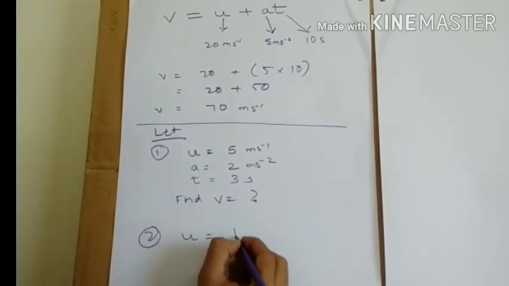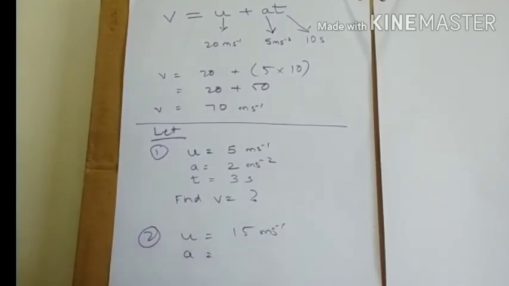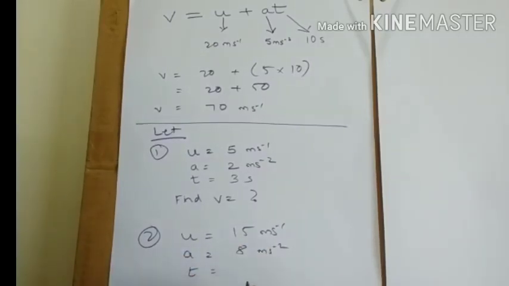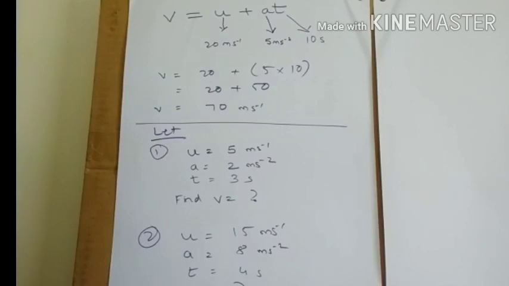And this is question number 2. U we will take as 15 meter per second, acceleration as 8 meter per second square, and time as 4 seconds. Again, you have to find the final velocity. These two questions are homework questions. You are going to solve them and write the answer in the comments. The other two equations we will be seeing in the next video.